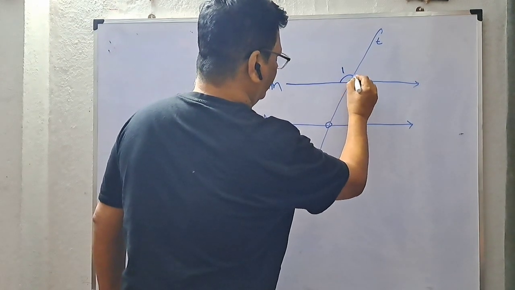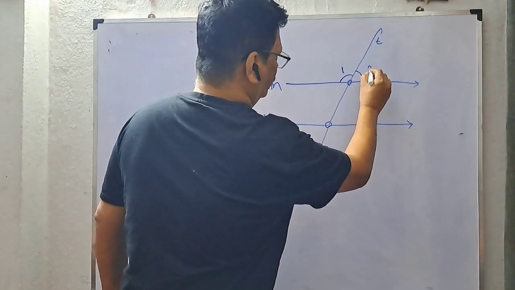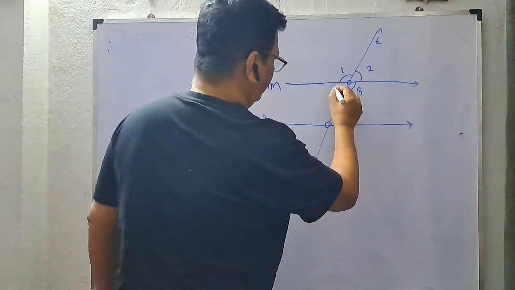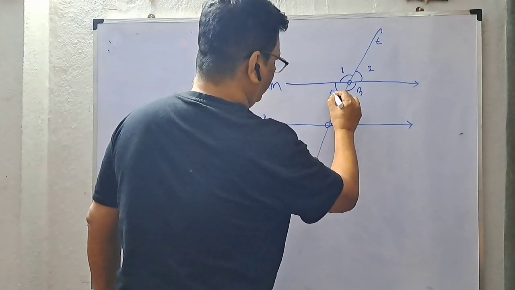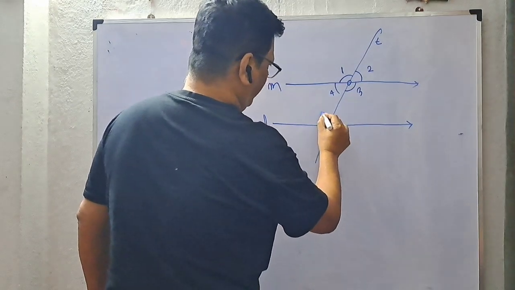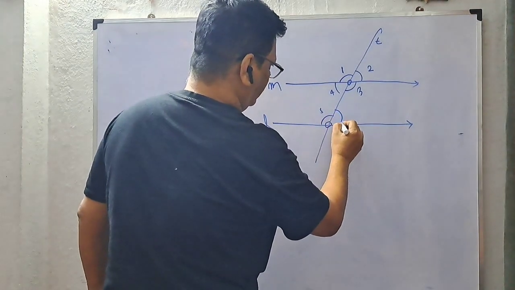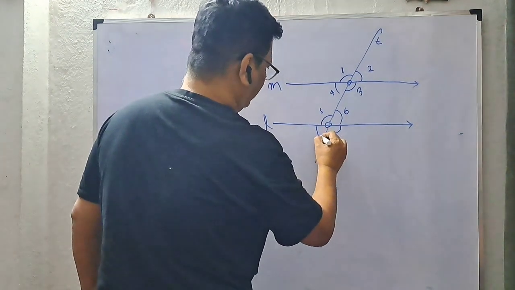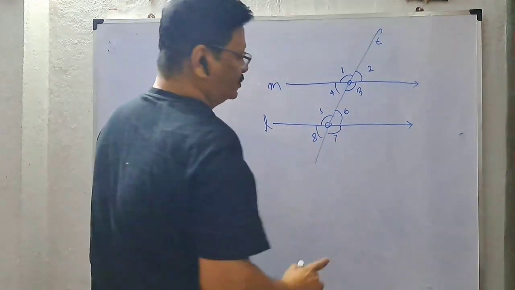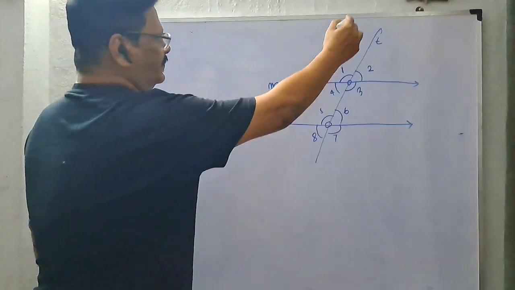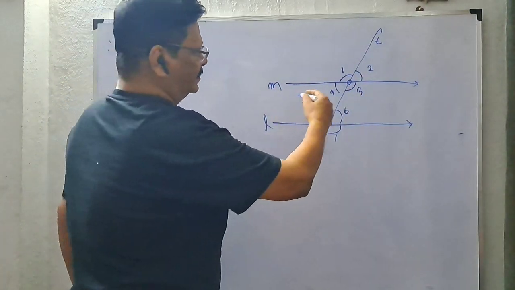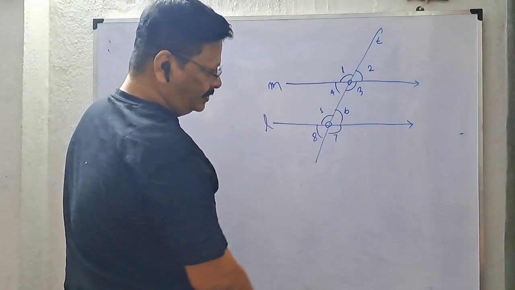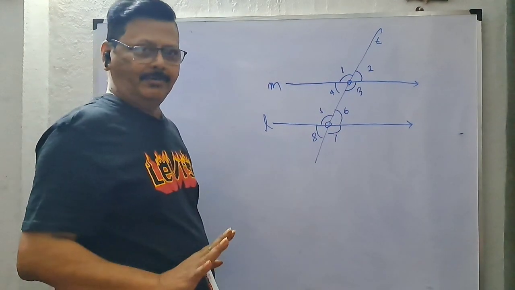1, 2, 3, 4, and here 5, 6, 7, 8. So we see when a transversal intersects two parallel lines at 1 point each, 8 angles are formed.